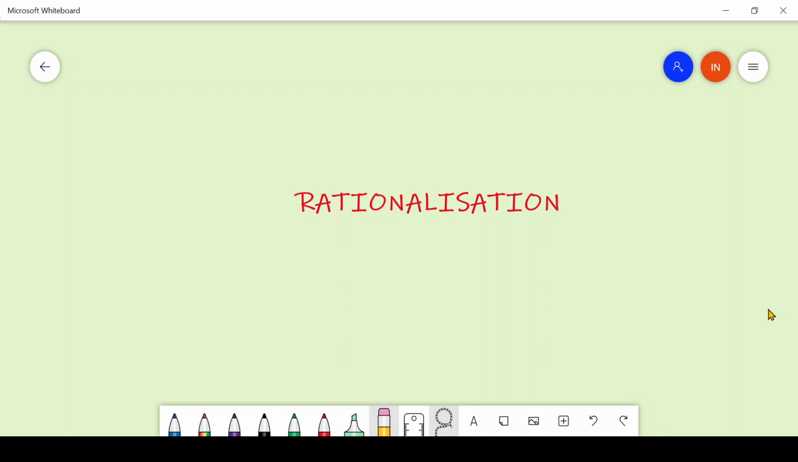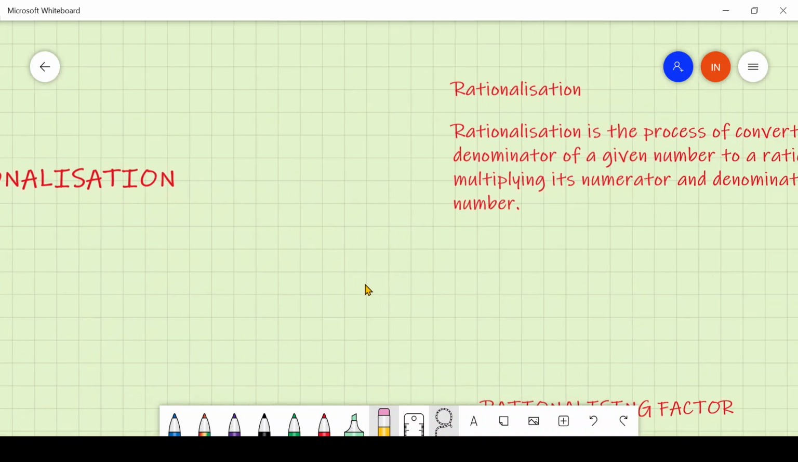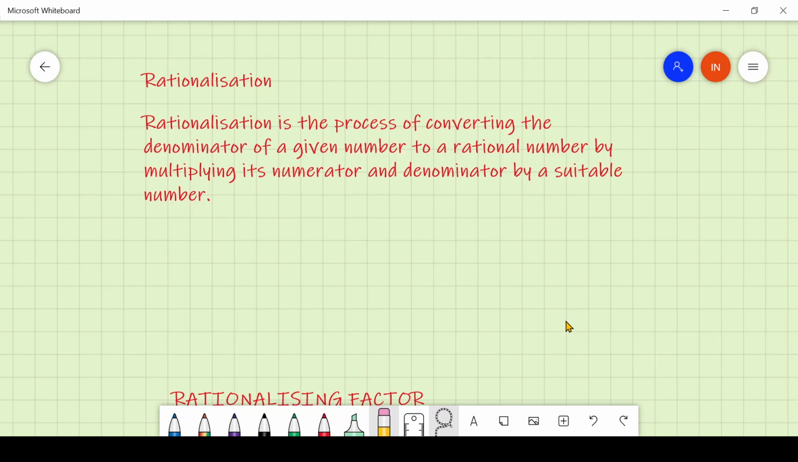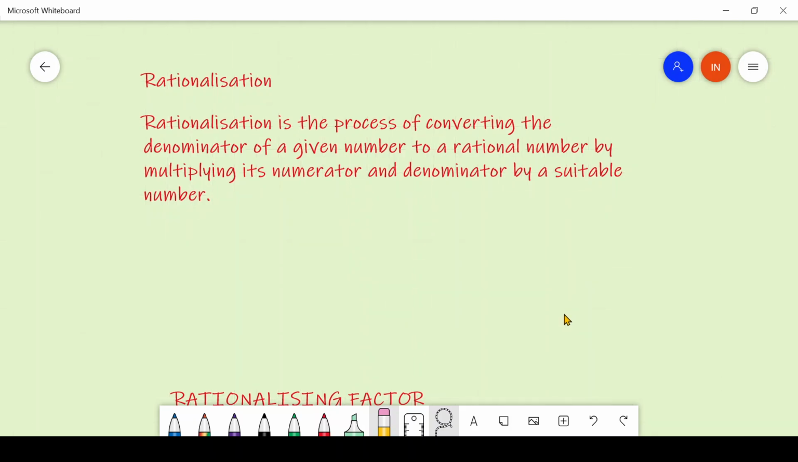Today, let's see what is rationalization. This is from grade 9, chapter 1, number system. So let's see where we can apply this rationalization. Rationalization, what does it mean? First of all, rationalization is the process of converting the denominator of a given number to a rational number. How? By multiplying its numerator and denominator by a suitable number. So this is called rationalization.